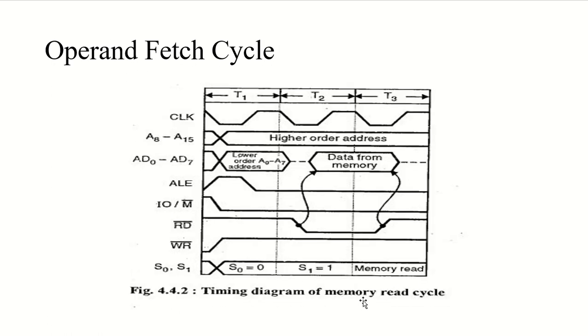right? So again, the address is given by the program counter, similar to the opcode fetch cycle, but the contents are not transferred to the instruction register. Instead, they are stored in the temporary register, and the time required to complete the operand fetch cycle will always be 3 t states. As you can see here, it is limited to 3 t states only.